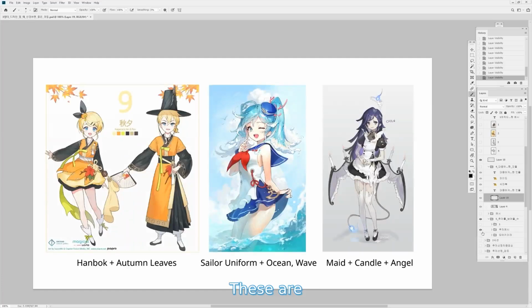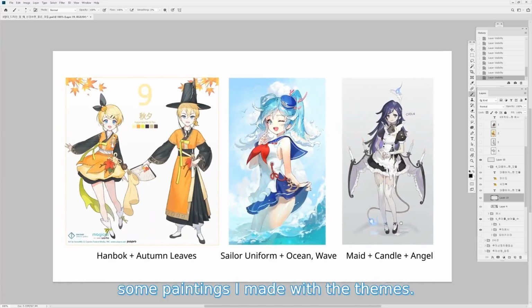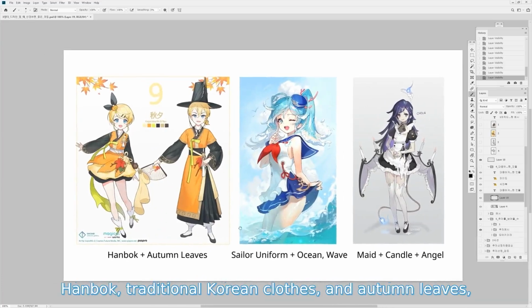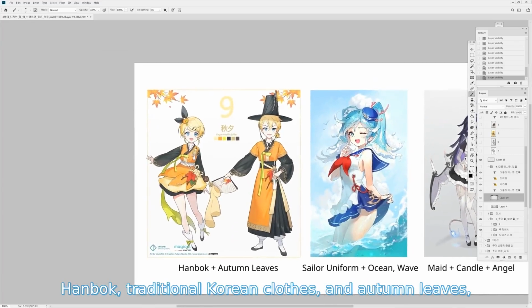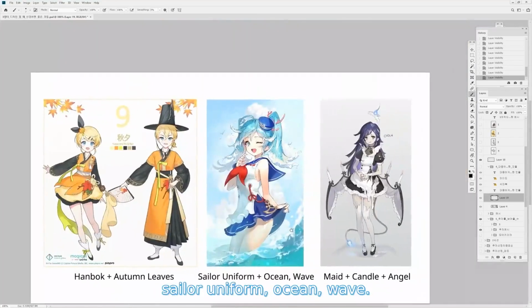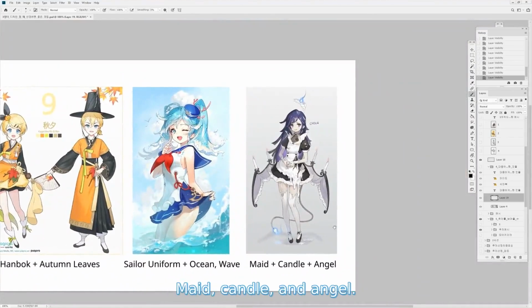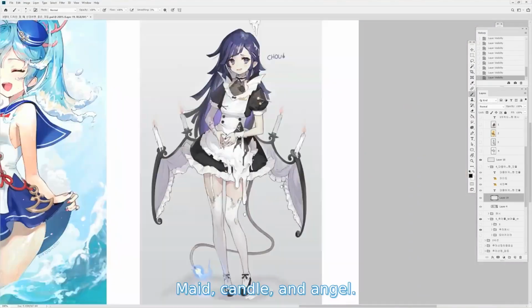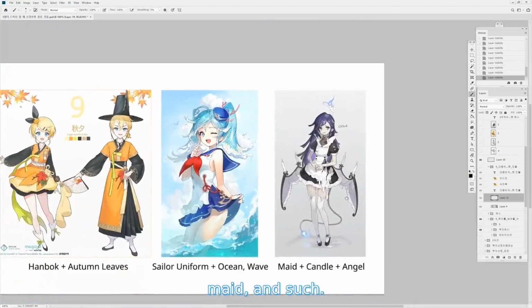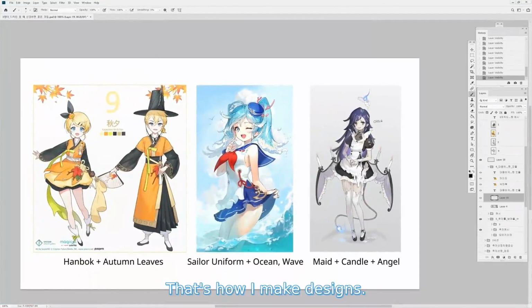These are some paintings I made with the themes. Hanbok, traditional Korean clothes and autumn leaves, sailor uniform, ocean, wave. Those are the themes here. Maid, candle, and angel. Angel wings, maid, and such. That's how I make designs. I select a few themes I really want to show and design them hard.